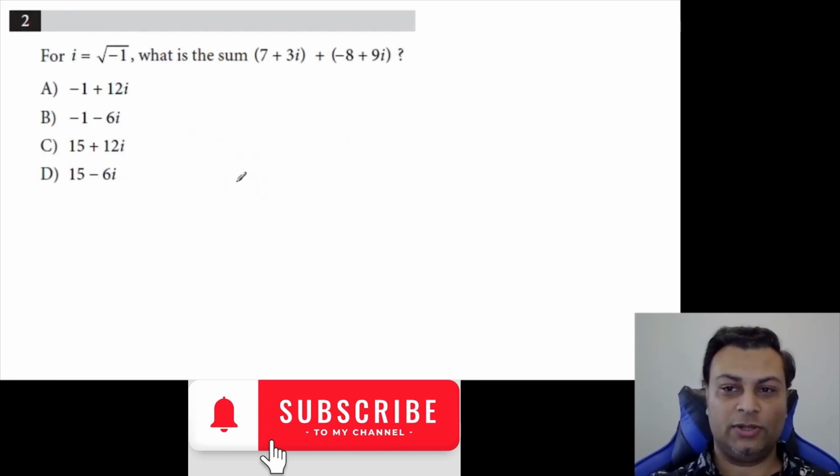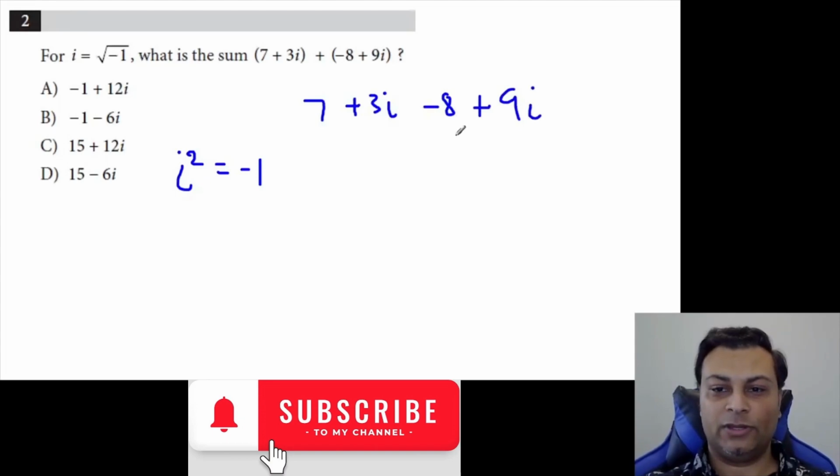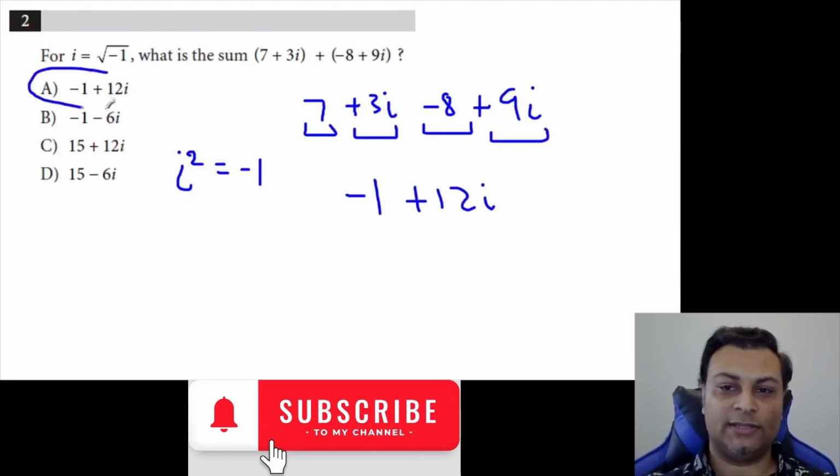Moving on to number 2, for i equals the square root of -1. It turns out you don't really need to know that unless you saw an i squared. In some problems you might see an i squared, and that will be -1, but we don't see it here. So here you just expand, and you get 7 plus 3i minus 8 plus 9i. You combine like terms, 7 and -8 combine to -1. And the i terms give you 12i, so -1 plus 12i is the answer.